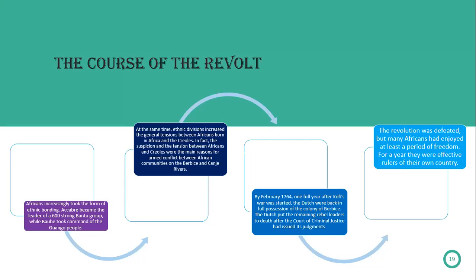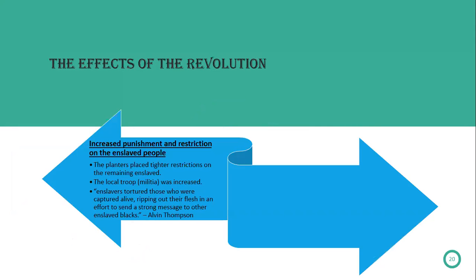And by February 1764, one full year after the war was started, the Dutch were back in full possession of the colony of Berbice. The Dutch put the remaining leaders to death after the Court of Criminal Justice had issued its judgment. The revolution was defeated, but many Africans had enjoyed at least a period of freedom. For a year, they were effective rulers of their own country.